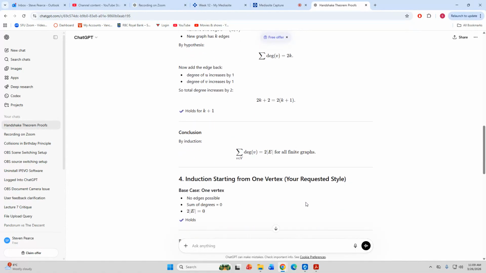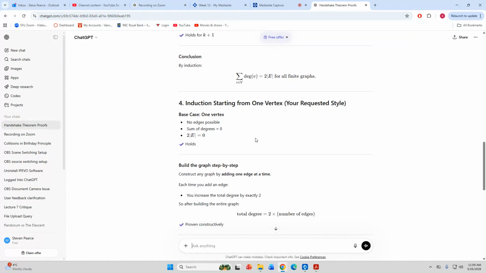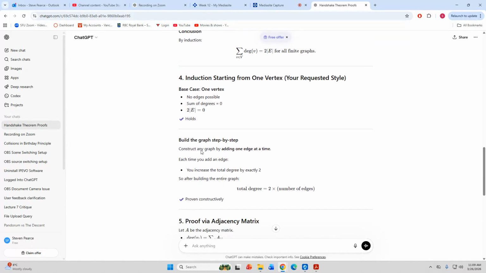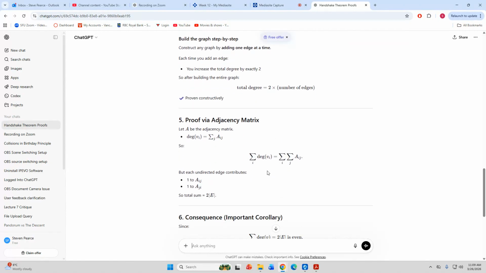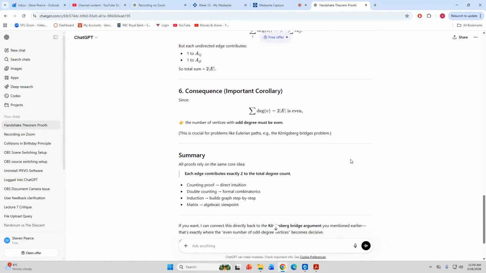We did not do strong induction, starting with one vertex. Oh, I thought it said strong. So this is induction, a different approach where we start with one vertex and build up, okay? Base case, one vertex, just like before. Build the graph step by step. Construct any graph by adding one edge at a time. Each time you add an edge, you increase the total degree by exactly 2. So there, proven constructively, as they say. We forget about the adjacency matrix. There's a corollary, big deal. So that's pretty good. That's a very good summary.